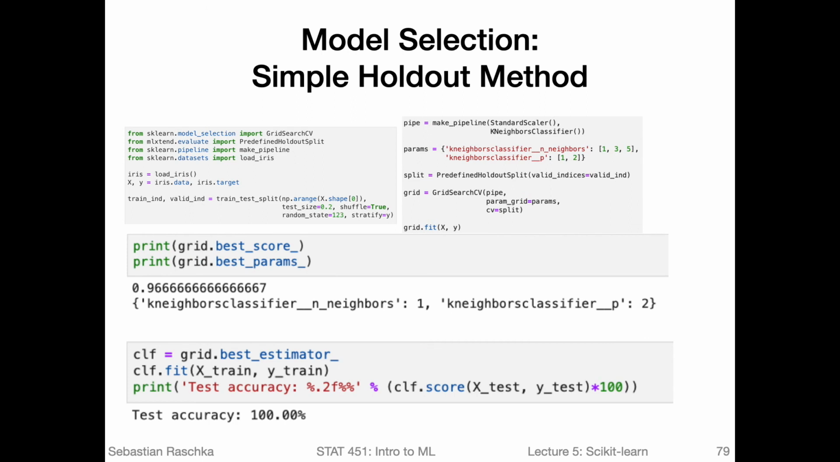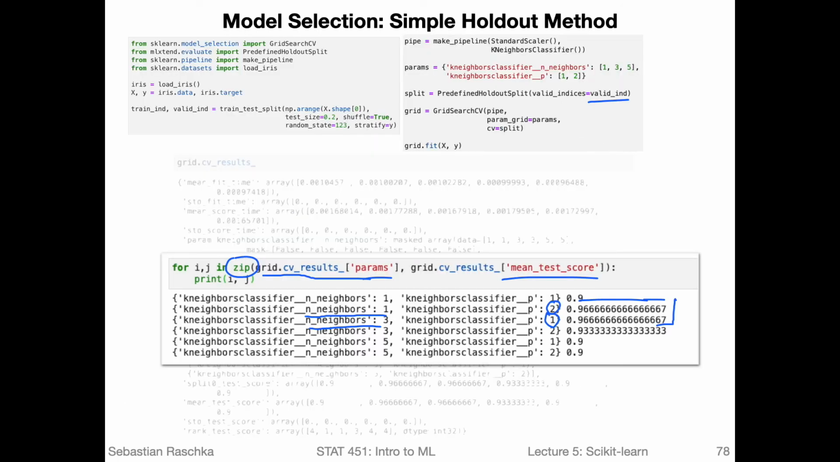Now, for convenience in practice, we usually don't even need to look at the scores. There's also an attribute called best_score_ and the associated best_params_, which will give us the best score and the best parameters. And here I see it's neighbors 1 and the neighbors classifier p equals 2. So I assume the way they resolve the tie here is just by picking the first one, because we have a tie here.